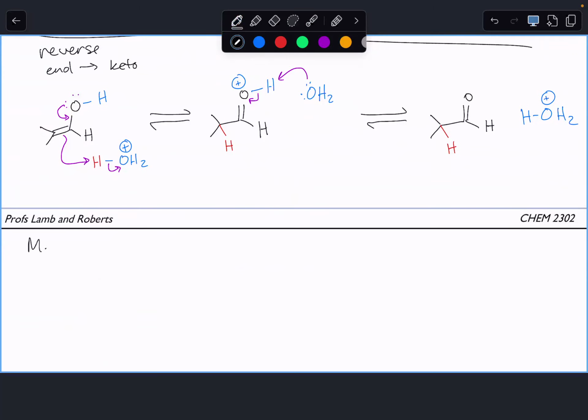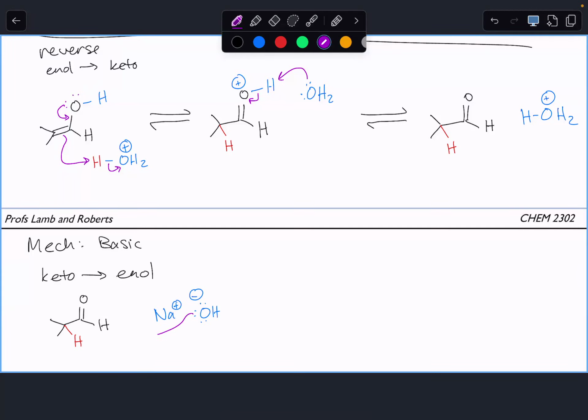So now we're going to do mechanism under basic conditions. Again, we'll start keto to enol. Use the exact same sample aldehyde with 1 alpha proton. Okay, now we're under basic conditions, so we're going to use sodium hydroxide. Under basic conditions, we want negative charges, not positive charges. So we're not going to protonate first. We're going to deprotonate first. What are we going to deprotonate? The acidic proton, the alpha proton, the one that we've been talking about this whole time.